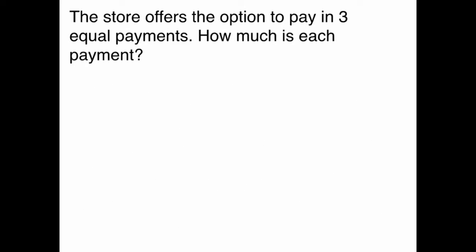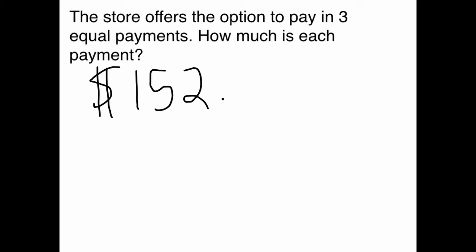The store offers the option to pay in 3 equal payments. How much is each payment? So this is actually using our answer from the last one. Our final price of the sweater was $152.13. If it says I can pay in 3 equal payments, that means I don't have to pay $152 today. I can pay that amount in 3 equal payments. So I need to figure out how much each payment is.